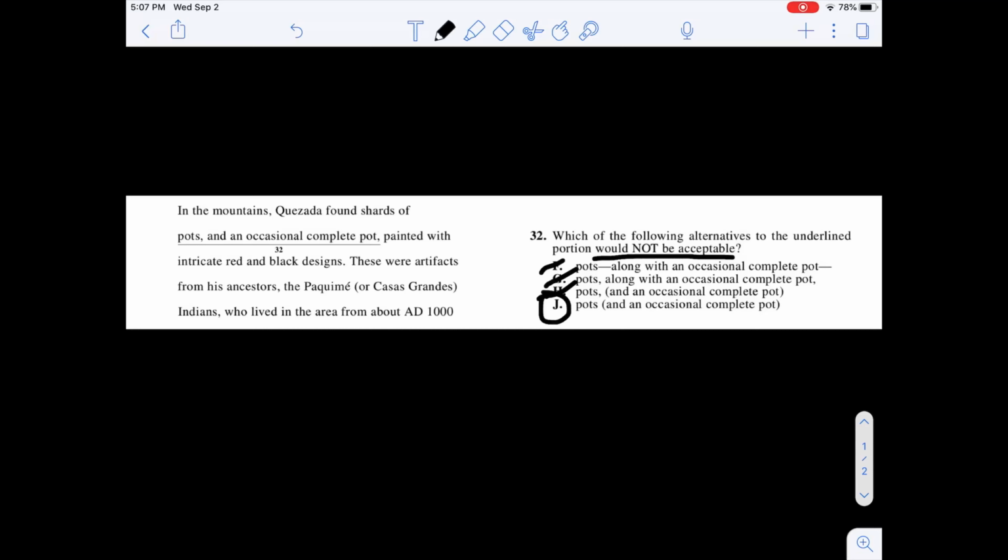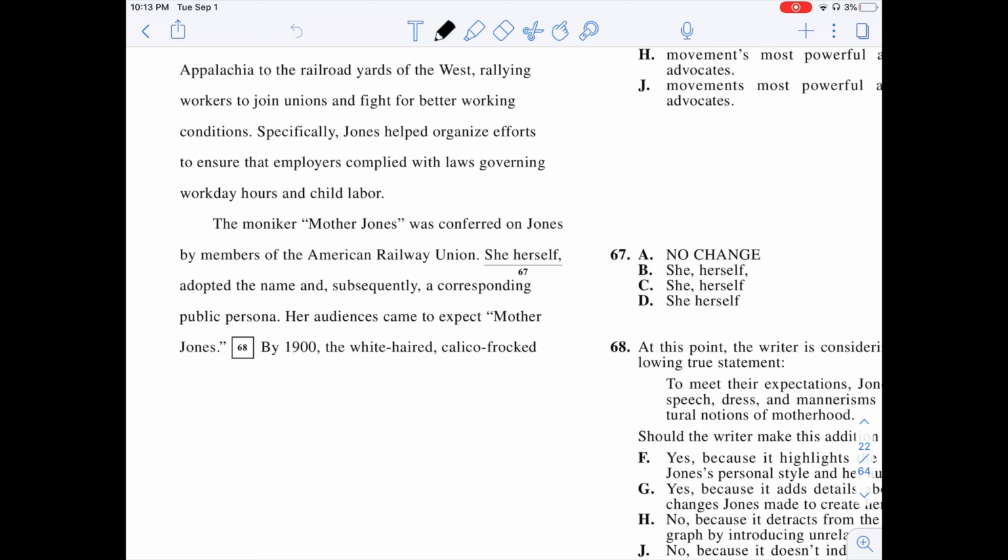The other thing I said was that there's an optional comma on the right side of a pair of parentheses. You only need the comma if you would need the comma in the sentence without the parentheses. So if we read this without this whole thing, would we need a comma? So Quezada found shards of pots painted with intricate red and black designs. Nope, doesn't need a comma. So J is also right because there's no comma after the right side of the pair of parentheses, and there isn't one here either. Next is reflexive pronouns.